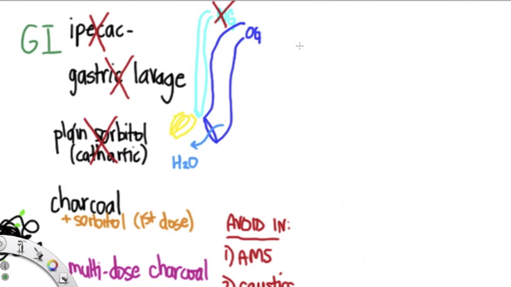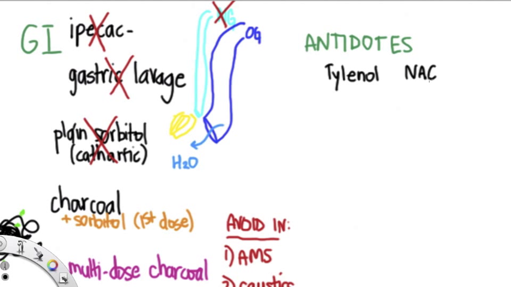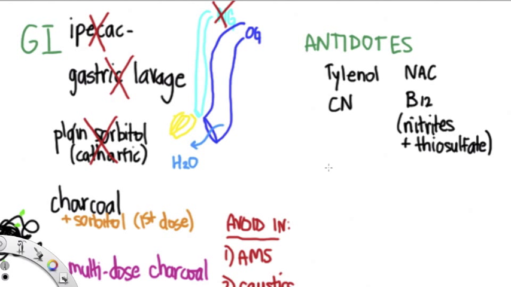Other drugs have specific antidotes which can be given. I'm not going to go over all of them, but I'll give you a few here. For Tylenol, it's N-acetylcysteine, also known as NAC. For cyanide, it's vitamin B12, or alternatively nitrites and thiosulfate. For iron, it's deferoxamine. There's obviously a lot more, but I'm not going to go through all of them here.